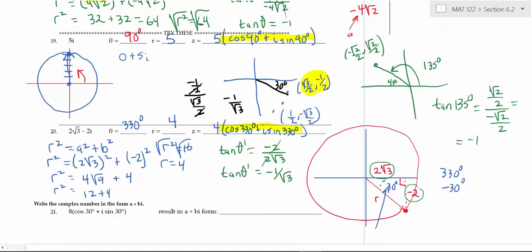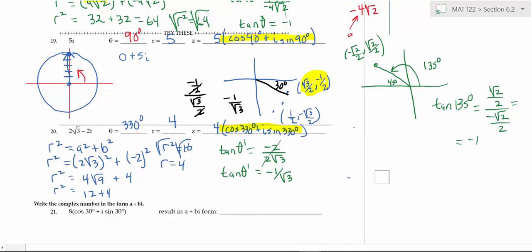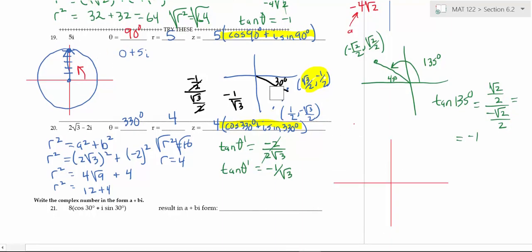Now, I do want to show you one other thing. I'm going to erase this diagram that I put over here, and I'm going to show you a way that I would look at this problem. I wouldn't go through that thought process on the angle. Let me show you what I would do. I just find it to be a little bit quicker.